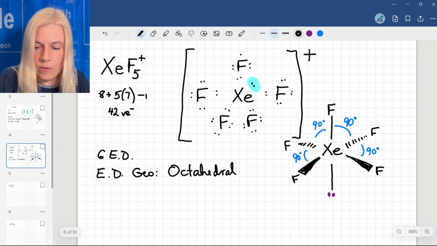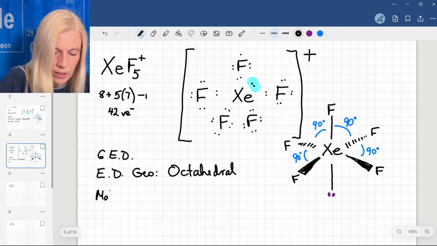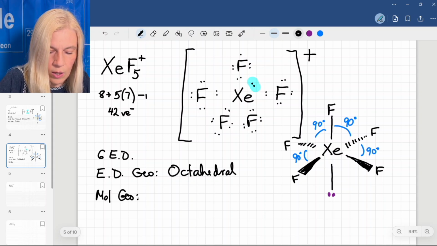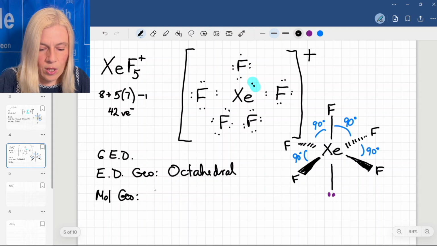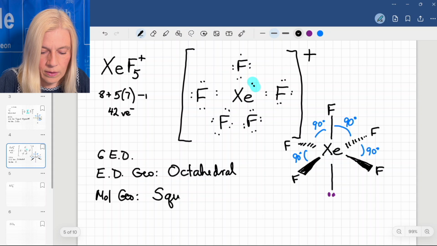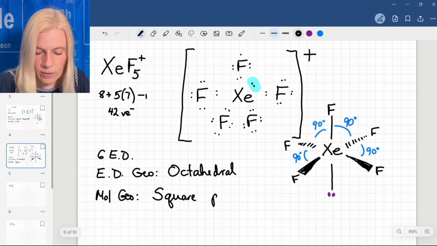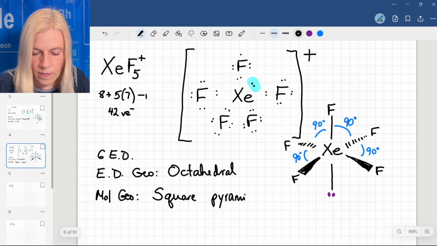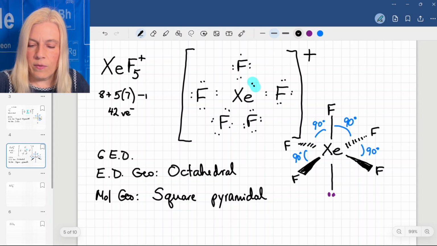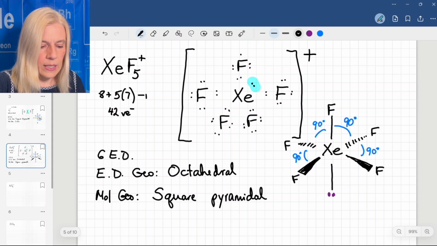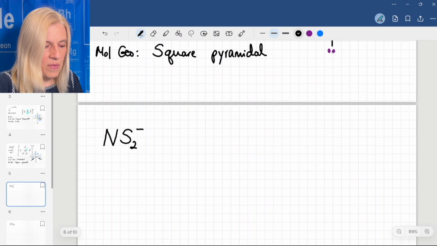Right? So now my molecular geometry, what will this molecule look like? Well, it's going to look just like the pyramid in Egypt, right? So it's going to be square pyramidal. And if you want to draw the final structure, you can just erase the bottom lone pair, the electron domain, and you have your final structure. How is that? All right, let's keep going.